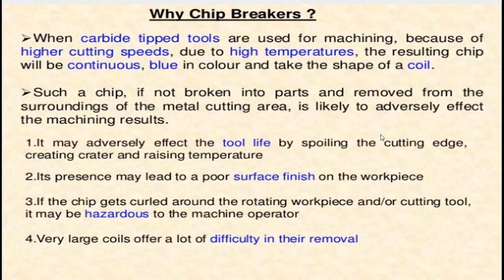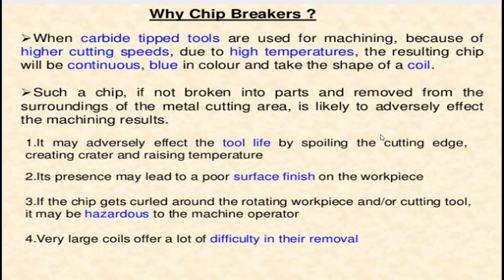Next, continuous chips provide a higher surface finish and quality work. But the problem with continuous chips is that they may cause problems for moving the tool further. So in order to break those chips, we provide chip breakers. In the case of carbide tip tools, when they are used for machining, cutting speed is kept higher, and due to higher temperature the resulting chip will be continuous and blue in color and will form a coil shape over the face of the tool.